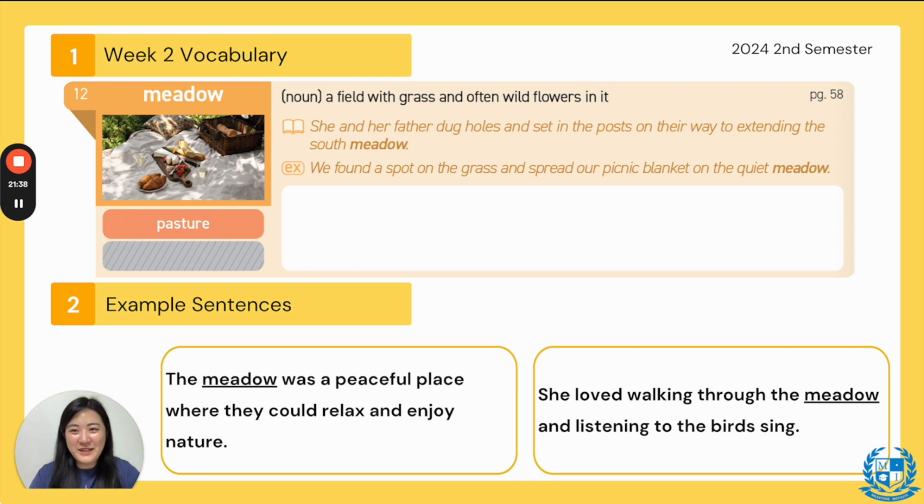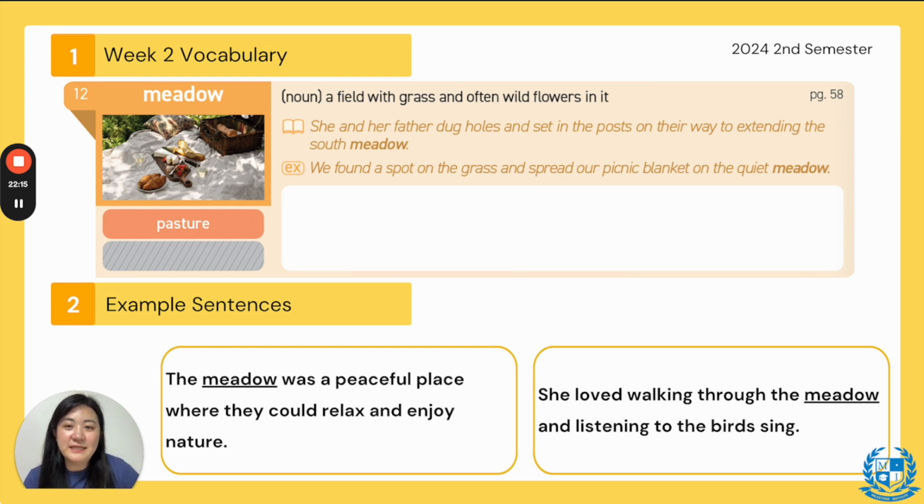Number 12, our word is meadow. Everyone say meadow. The synonym is a pasture, and it is a noun. It is a place, a field with grass and often wildflowers in it. So a meadow, think of, like, close your eyes, like think of the sun, tall grass and flowers here and there. It's very pretty. And in the book it says, she and her father dug holes and set in the post on their way to extending the south meadow. So it's just showing very tall grass everywhere, and it's a lot of land.